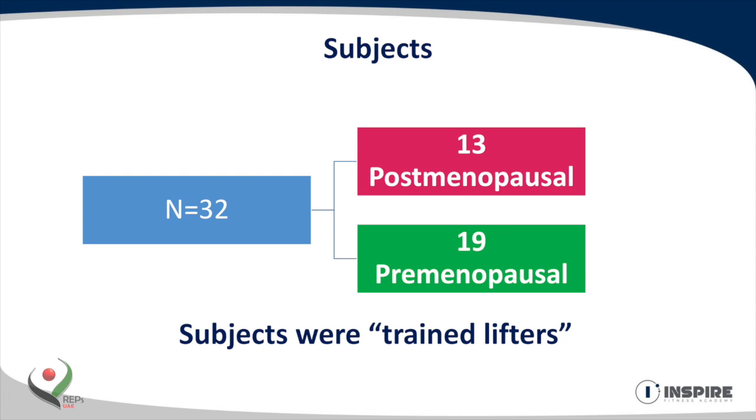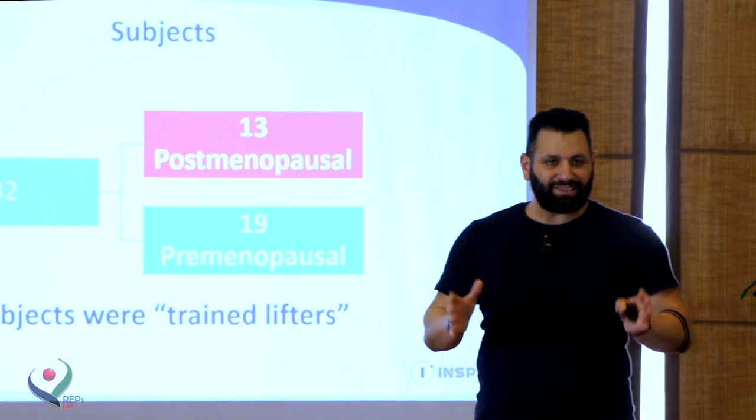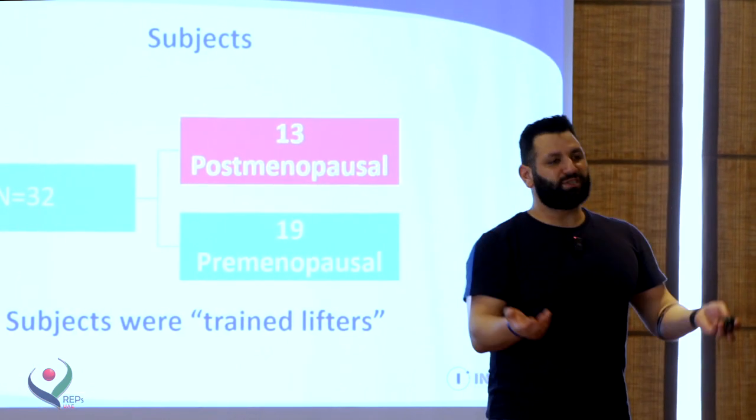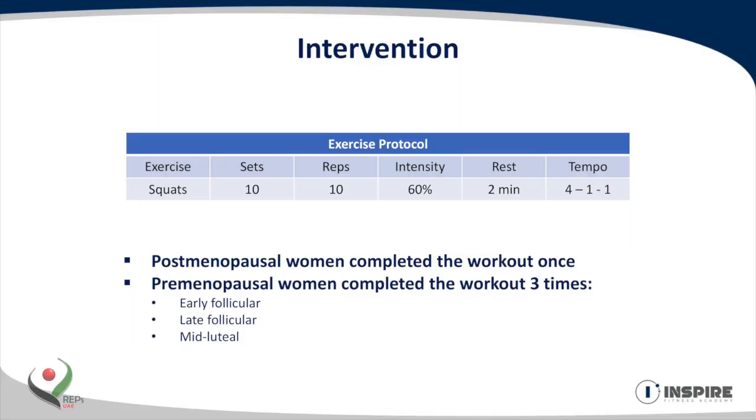32 women in total: 13 postmenopausal, not during the menopause, postmenopausal, and 19 premenopausal. They still have their period. They did the proper tests to make sure they have their period. They did the proper tests to make sure they are postmenopausal. Blood tests and many things.